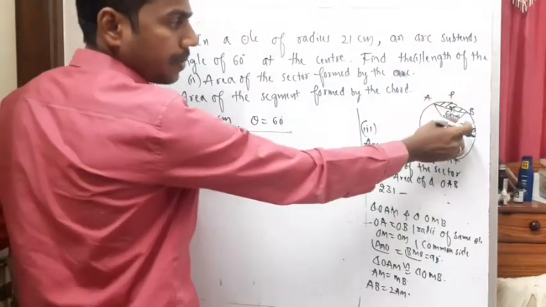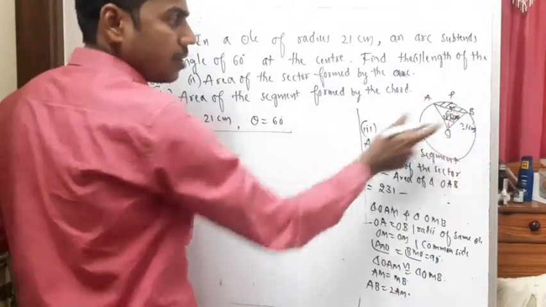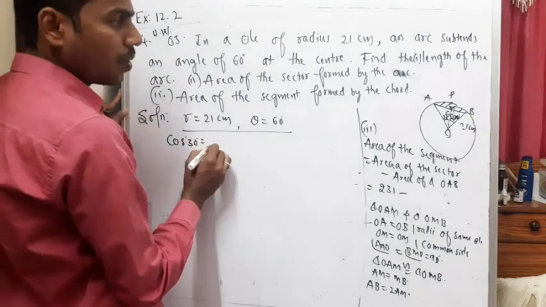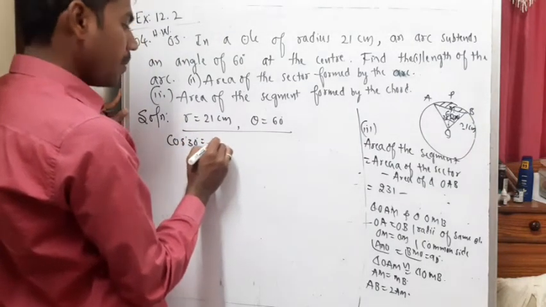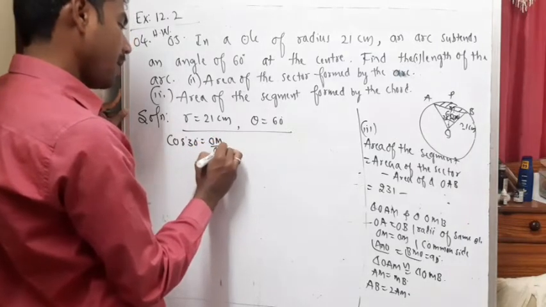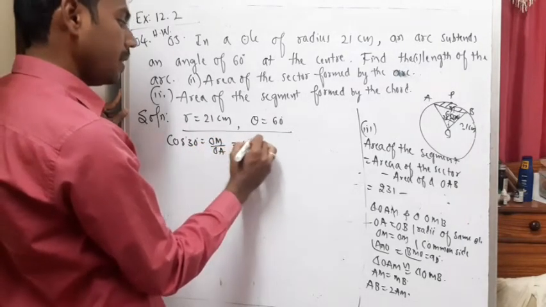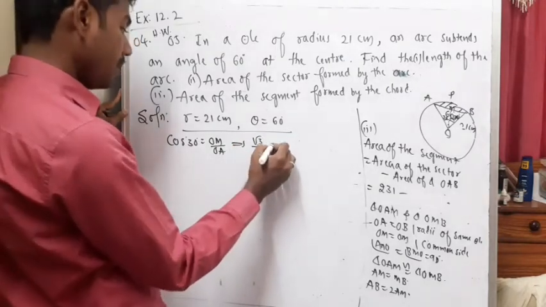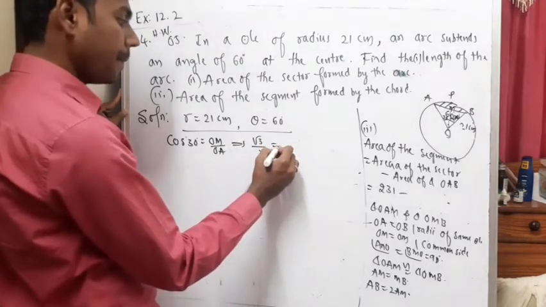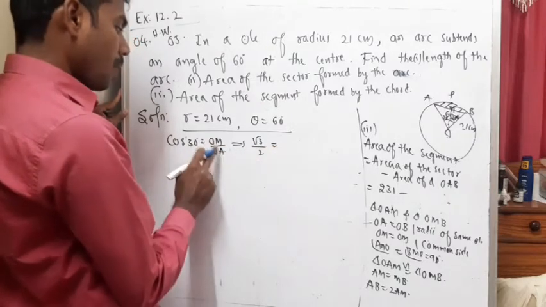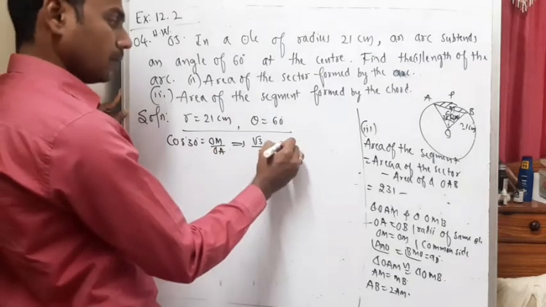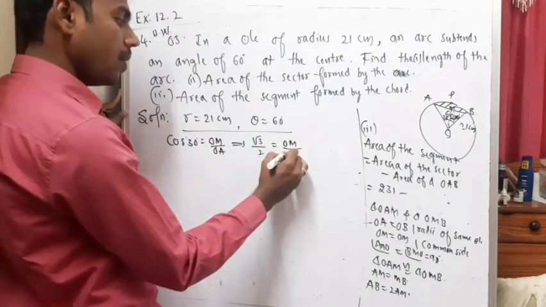If I want OM, where theta is here, I need the cos relationship. Cos 30 is equal to OM divided by OA. What is cos 30? That is root 3 divided by 2. Root 3 divided by 2 is equal to OM divided by OA. What is OA? OA is 21.